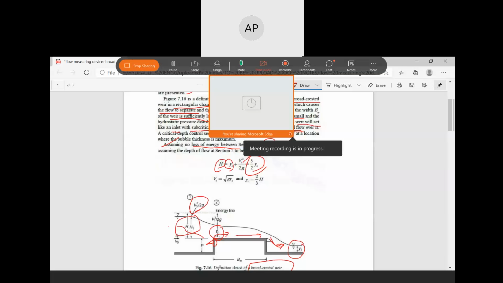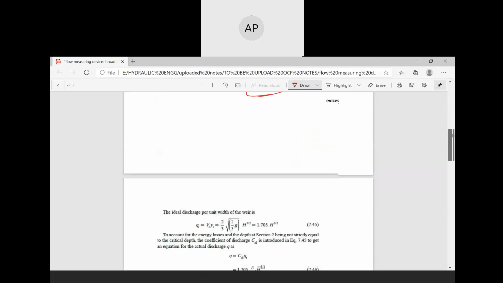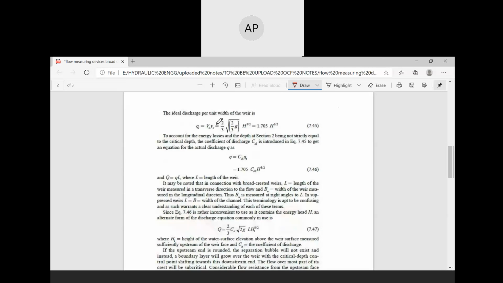Okay, so we are discussing the broad crested weir. From this energy equation we can write Vc equal to root over g yc. The ideal discharge per unit width of the broad crested weir is given by 1.705 H to the power of 3 by 2. To account for the energy losses and the depth at section 2 not being strictly equal to the critical depth, the coefficient of discharge Cd is introduced in the equation.